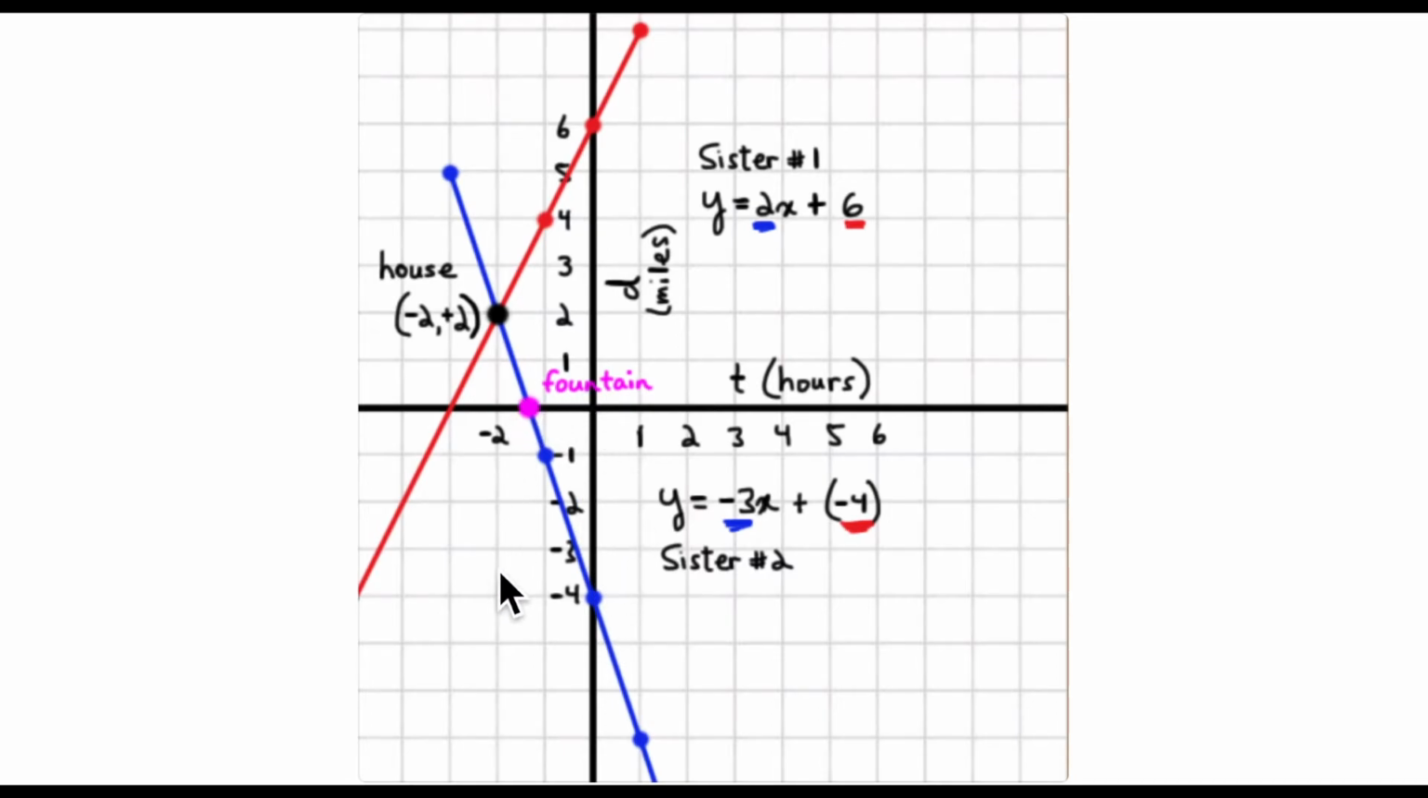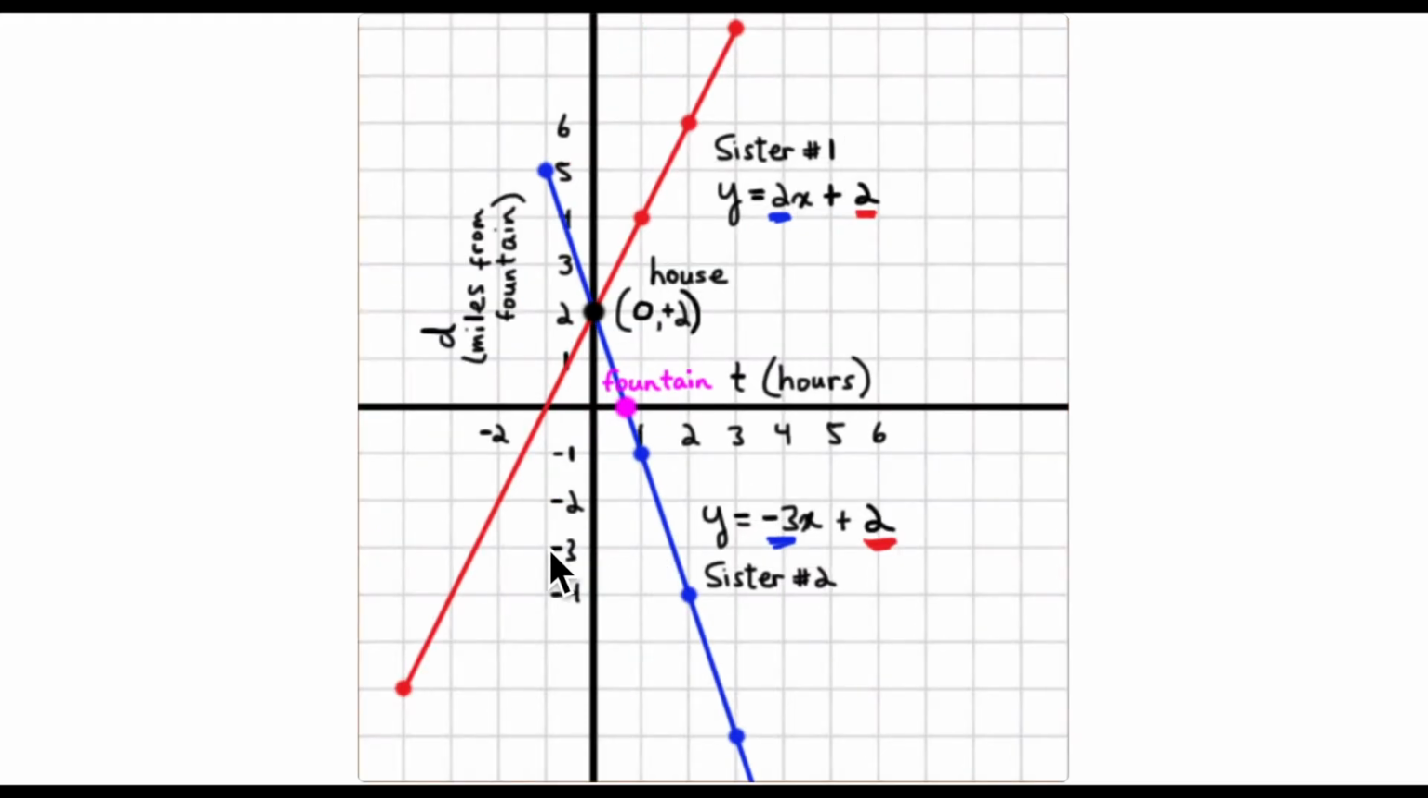So to make it a little bit easier to create a story in context, I moved the entire system over to where the x-coordinate of the solution is 0. And you can also see that the y-intercept in this case is 2. So the intersection of these two graphs is at y equals 2 and x equals 0. And the story is a little bit easier to see.